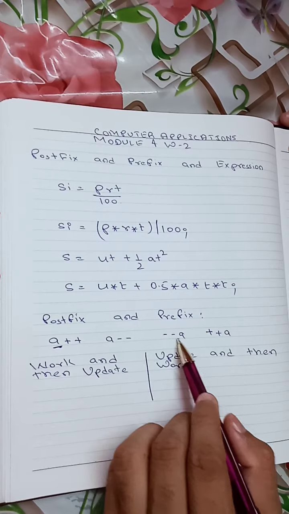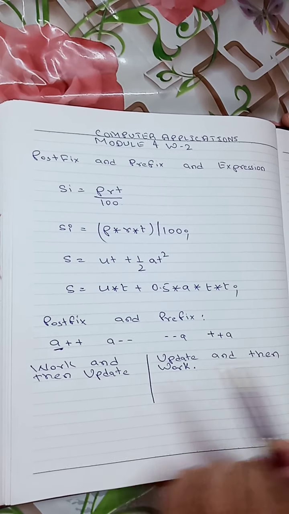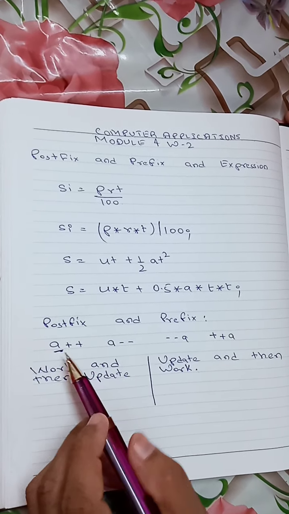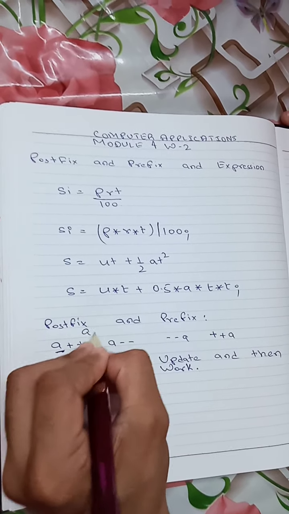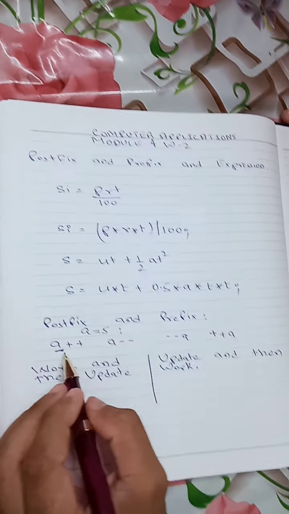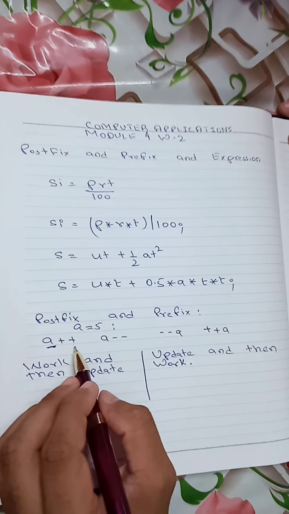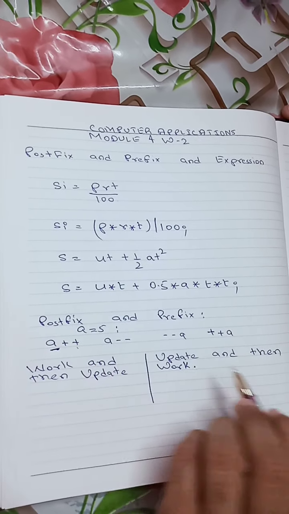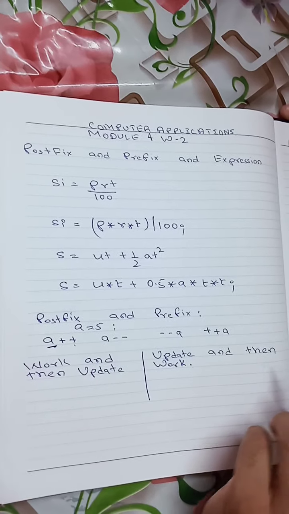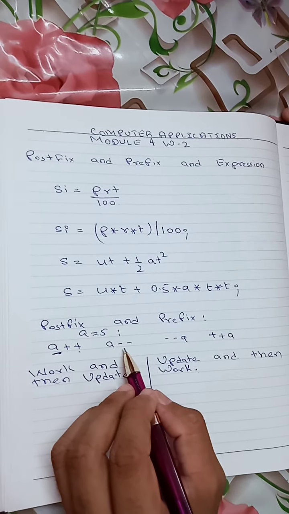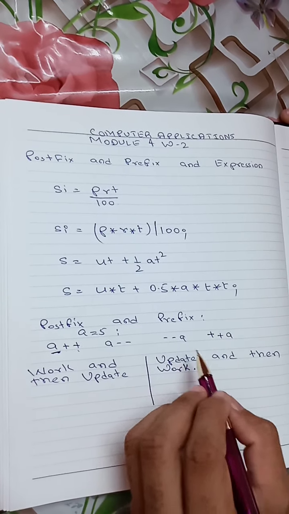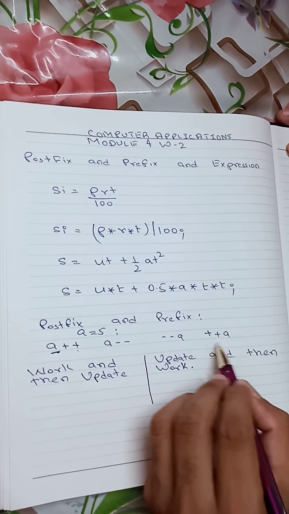Okay, one more thing I want to say to you, the meaning of A plus plus, A minus minus, A plus plus A. Suppose you have a value in A, let us take A equal to 5, and the meaning of A plus plus is it will add 1 to A, so finally the value will become 6. Similarly, A minus minus is, the value of A will become 4. Same goes for minus minus A and plus plus A.